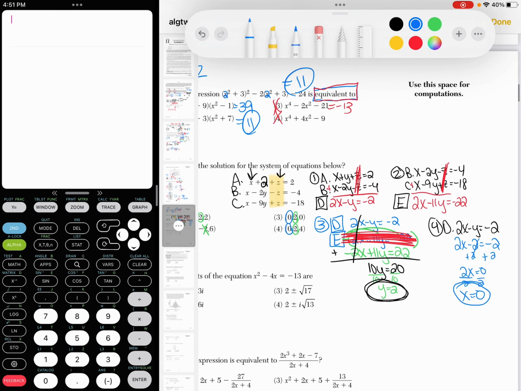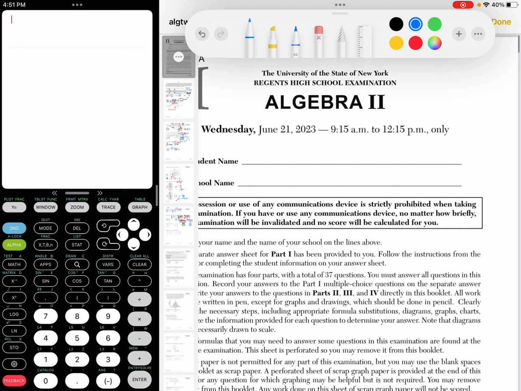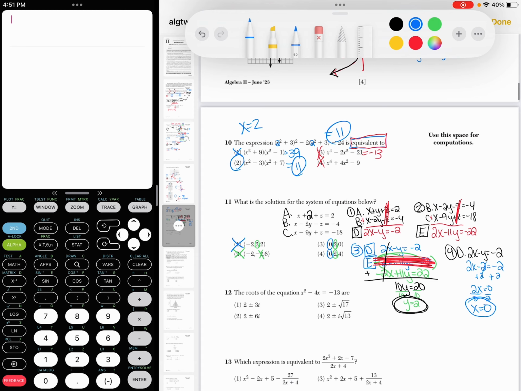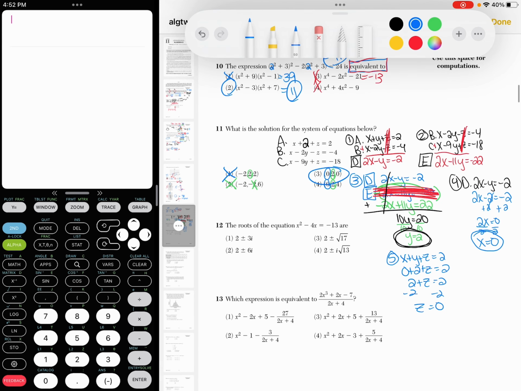But now that I know that x is 0, and I have my y value still, I can plug them into one of the original A, B, or C equations. So I'm going to use the top equation, equation A, because I think that one is easiest. So it's x plus y plus z equals 2, but I know that x is 0 and y is 2. So I get 2 plus z equals 2, subtract that 2 over, and I get z is also 0, so it's got to be choice 3.